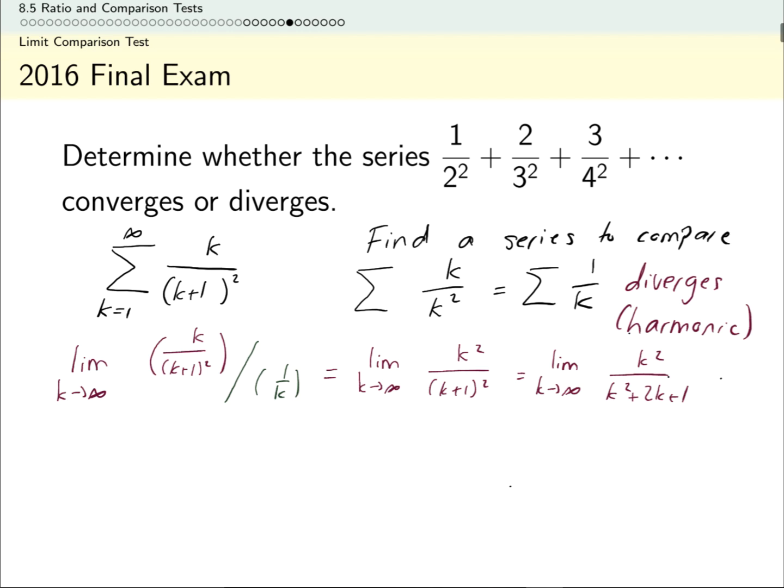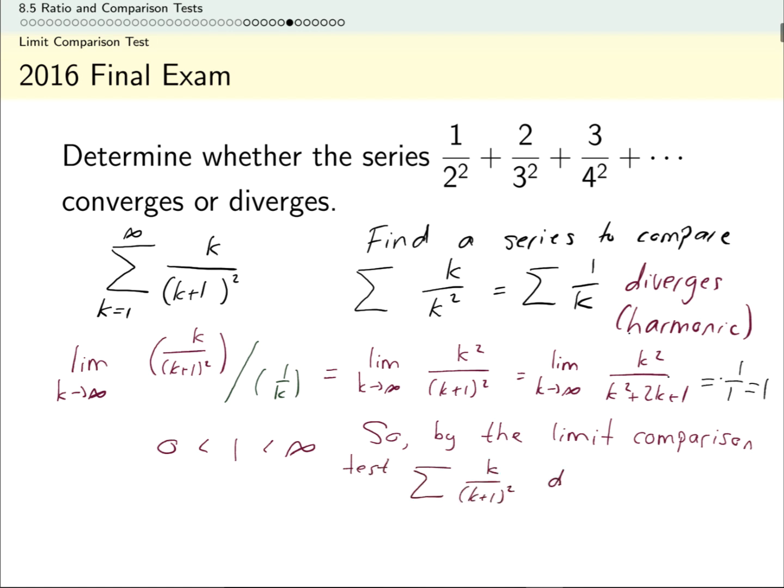The top and the bottom have the same degree. That means the limit is the ratio of their leading coefficients. So as k gets really big, these terms up here and these terms up here basically look the same. Their ratio looks like 1. Our limit was finite and positive, so the comparison is valid. What one series does, the other series does as well. So by the limit comparison test, our series diverges, just like the harmonic series diverges.